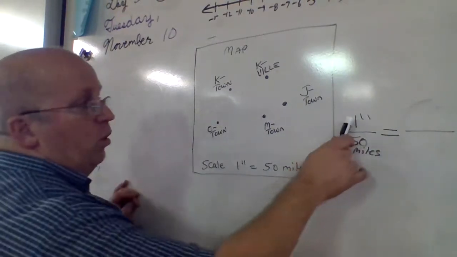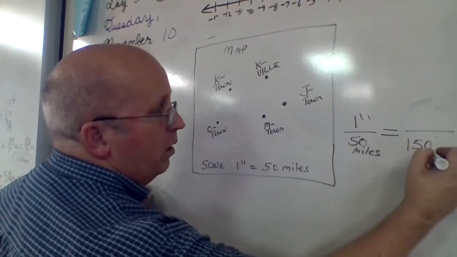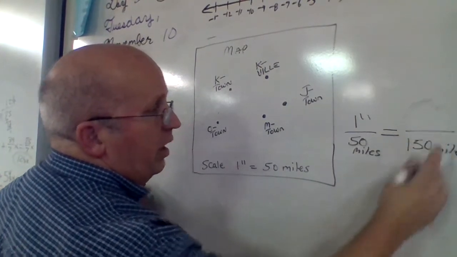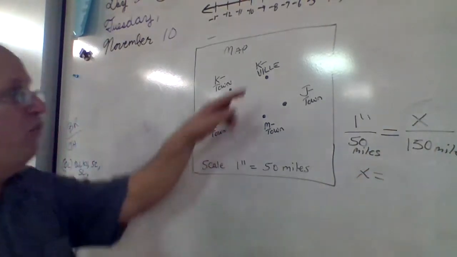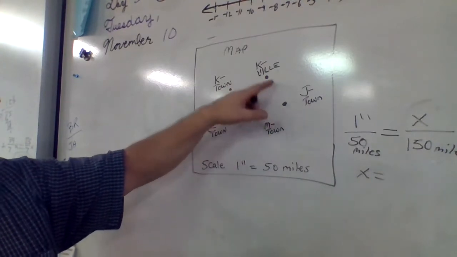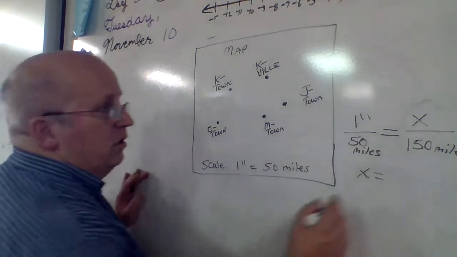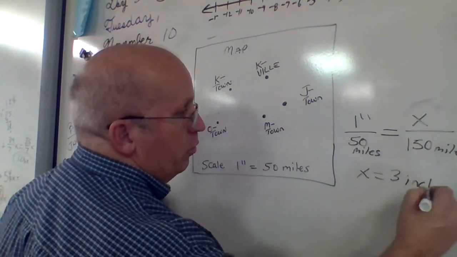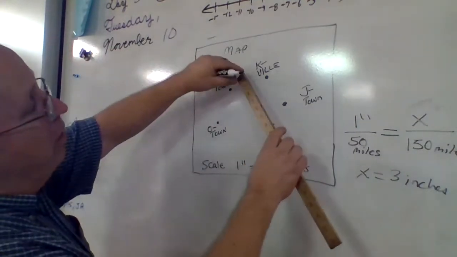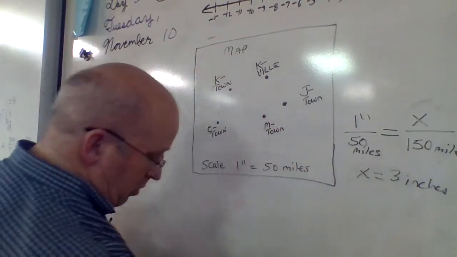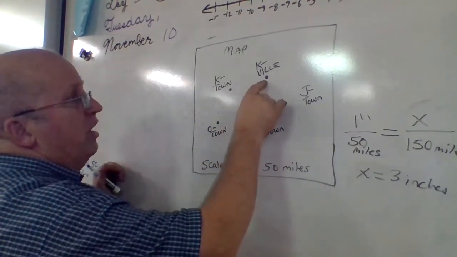Well, we're doing 1 inch over 50 miles. That 150 has to go on the bottom, 150 miles. Now, if we solve for x on the top, we should know how far it is on the map from Kendallville to Josiahtown. Do you got the answer? If you said 3 inches, you're right. And if I measure it, let's see if it is actually 3 inches. Yep, 3 inches.